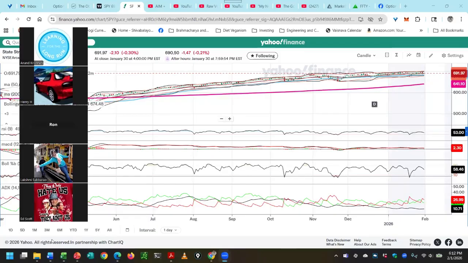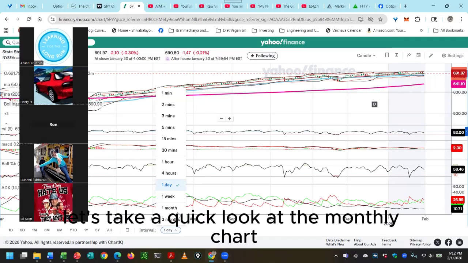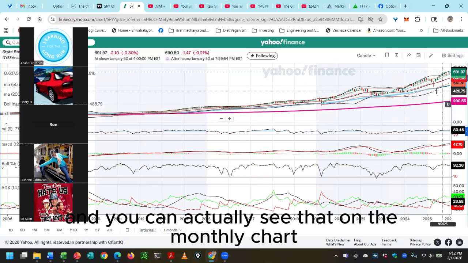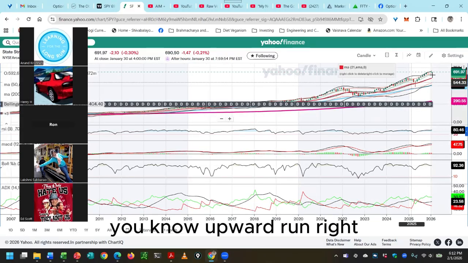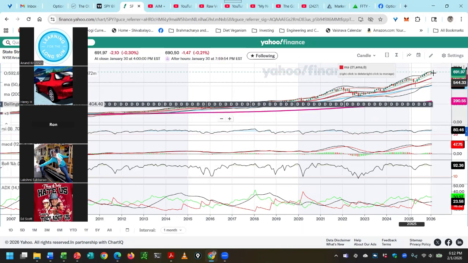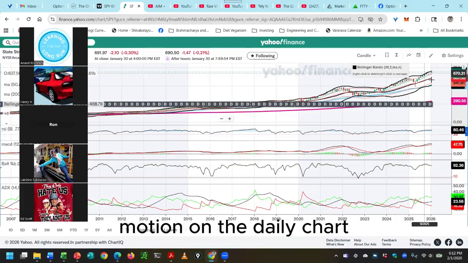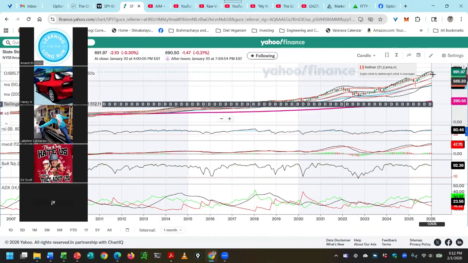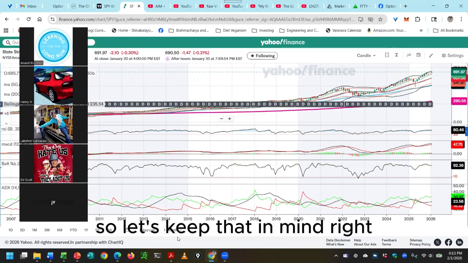Okay, so here we are at the daily chart. Let's take a quick look at the monthly chart. You can actually see that on the monthly chart we are, in fact, having a nice upward run. What looks like sideways motion on the daily chart could just be a small blip back down to the averages on the monthly chart. So let's keep that in mind.